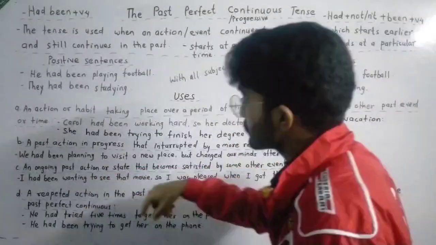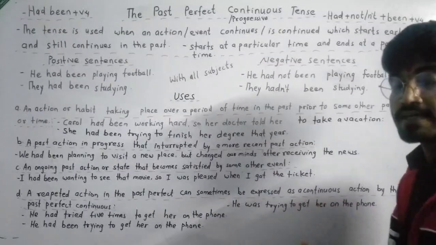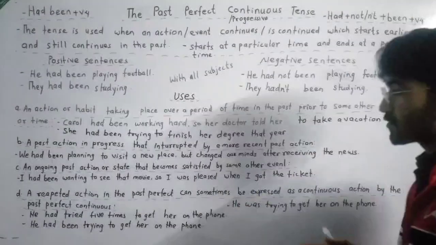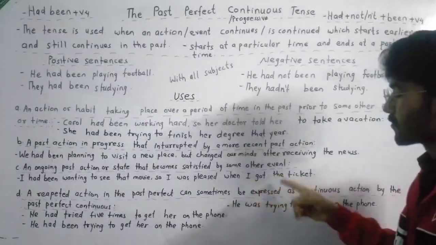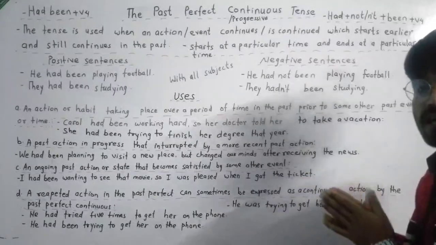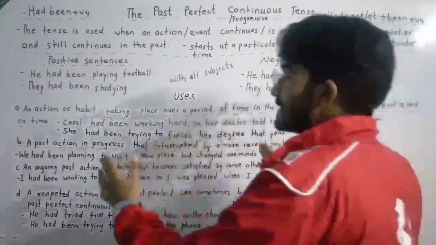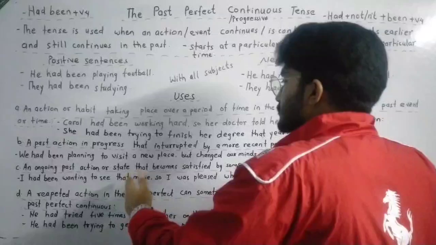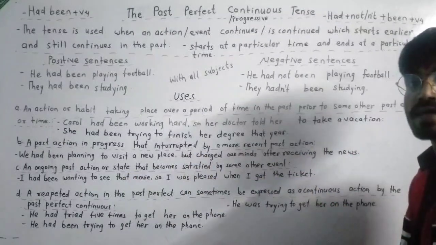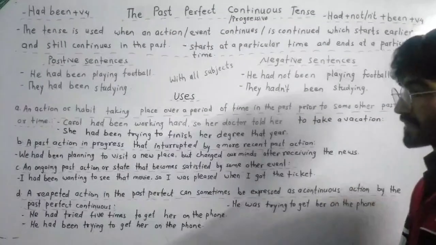I had been wanting to see that movie. I had been desiring to see that movie. So I was pleased. I got happy. I got pleased when I got the ticket. I had been wanting to see that movie because I had been desiring. It was my burning desire. When I got the ticket, I got satisfied, I got happy.